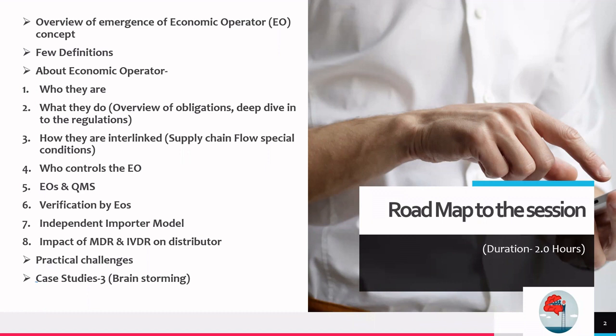and there is a model called the independent importer model. Can it be possible? And then we'll talk about the impact of MDR and IVDR on distributors and practical challenges. We will be finding some questions, and then lastly we'll be talking about case studies. Here we'll have 3 case studies for brainstorming, right? And later we will have a question and answer discussion. I have already taken this session in my organization, so a few questions were asked, and that I have also covered in this. Okay, so let's get started.